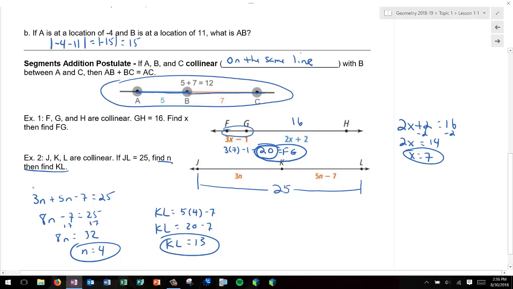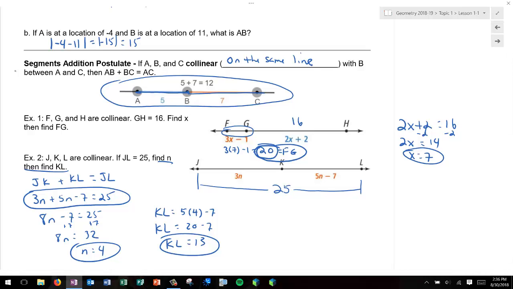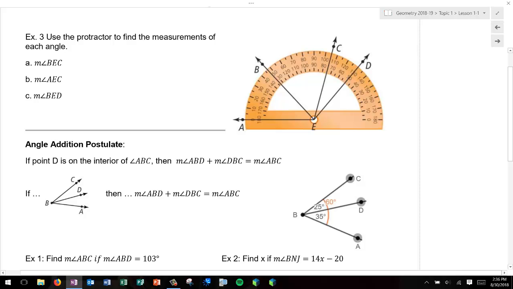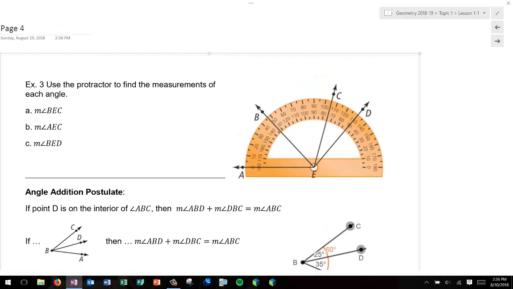And if you notice, it really came from this first setup right here. This is JK, that's 3N, and I added KL, which is 5N minus 7, and that together equals JL, which is this segment addition postulate right there. So just keep that in mind, that you can use that even if you've got algebraic values there and not just numerical values. Okay, now we're going to take this same idea and we're going to apply it to angles.